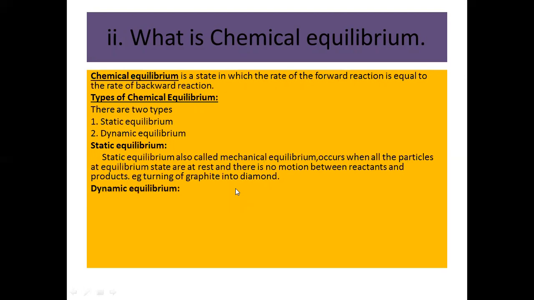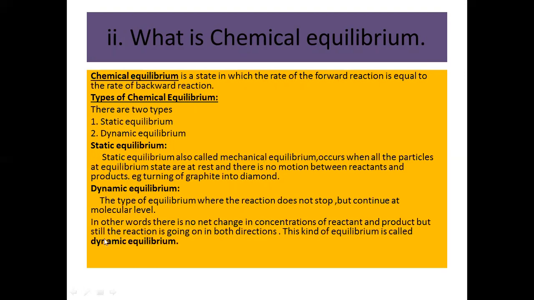Dynamic equilibrium is the type of equilibrium where the reaction does not stop but continues at the molecular level. In other words, there is no net change in the concentration of reactants and products, but still the reaction is going on in both directions. This kind of equilibrium is called dynamic equilibrium. Dynamic equilibrium means a state of balance between continuing processes. If two processes are going on, there is a balance between the forward and reverse reaction, so we call it dynamic equilibrium.